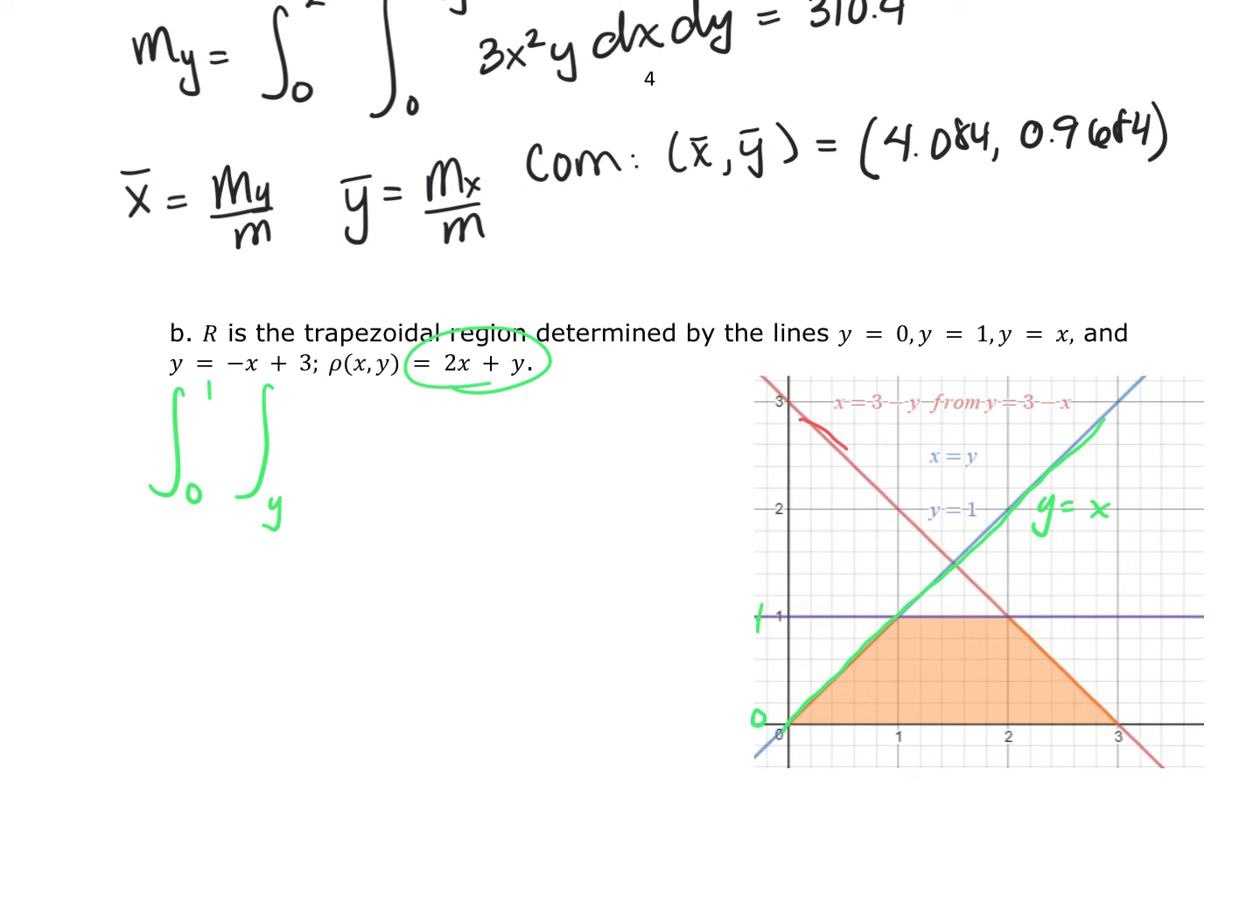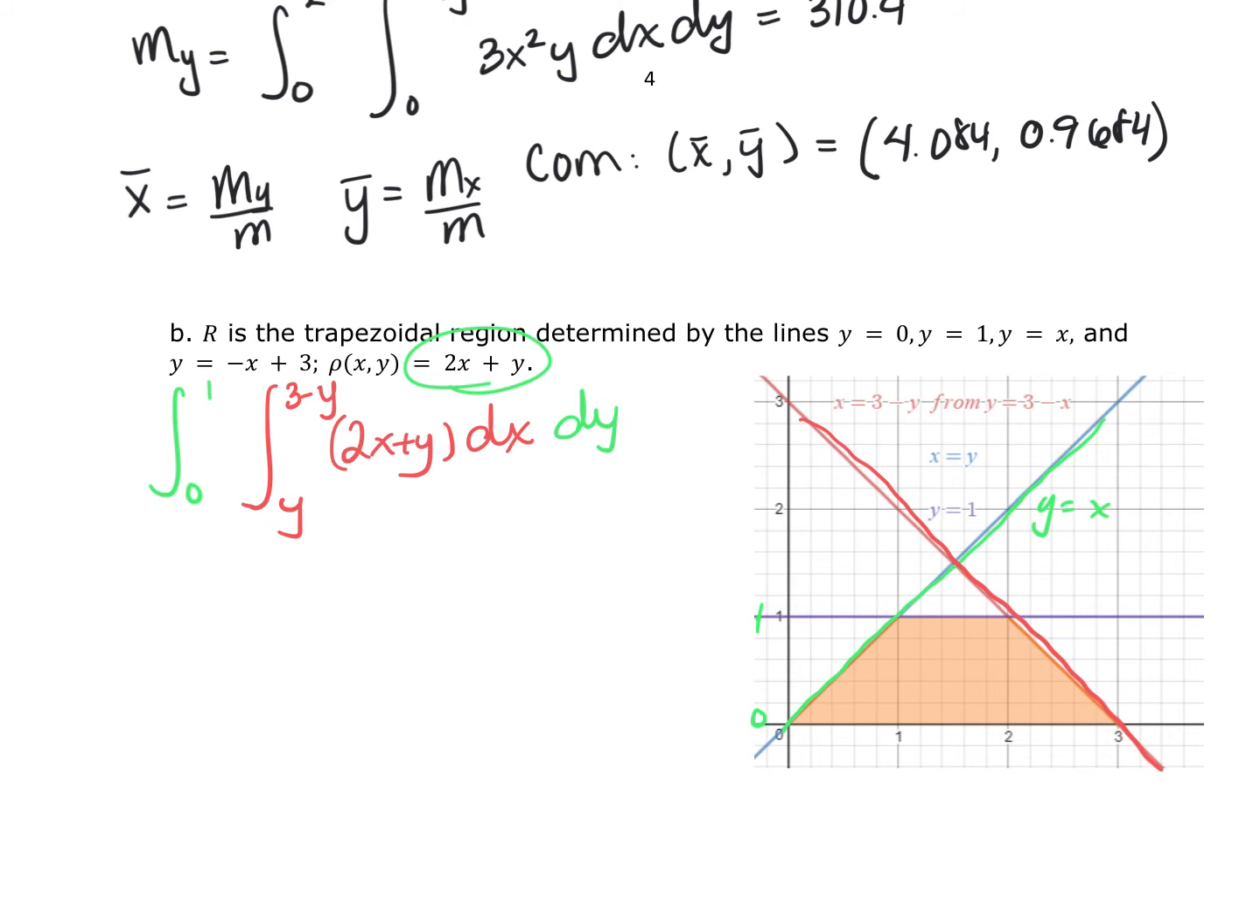And then my other containment for x is going to be this line. So I'm going to solve for this line, and this line solved is going to be 3 minus y. I'm going to do this in red. So y to 3 minus y of my density function, which is 2x plus y, dx first, and then dy.